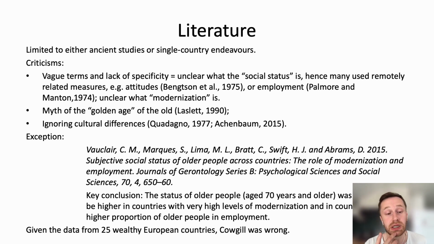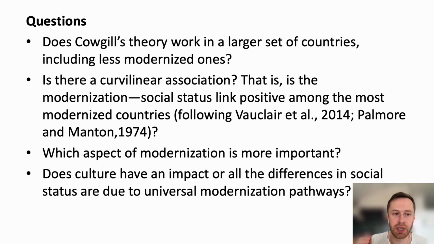And one exception that directly tested the theory is the study of Vukler with co-authors, and they generally found, using the data from 25 wealthy European countries, that Cowgill was wrong, because they found a positive link between modernization and social status of older people. So we are left with many questions in regard to the status of older people. First of all, we still don't know if Cowgill's theory actually is correct. Does it work in the larger set of countries, not just among the wealthy ones? What if we compare the less modernized countries with the most modernized in the world?